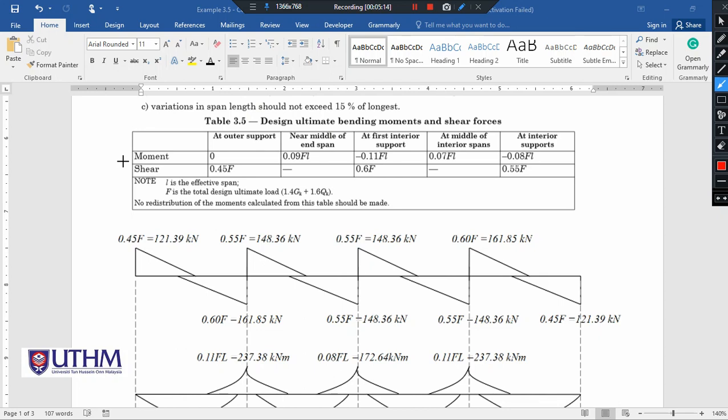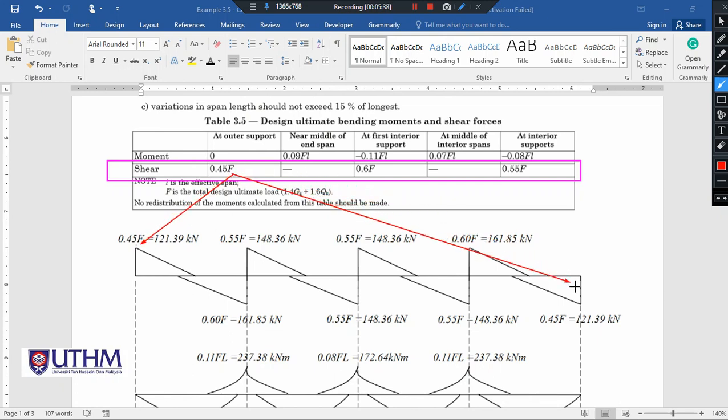And we focus to this part, the shear unit in kilonewton. And this is the outer support. Okay, the outer support, the value for outer support is 0.45 multiplied with the F. And this is the outer support for both ends.